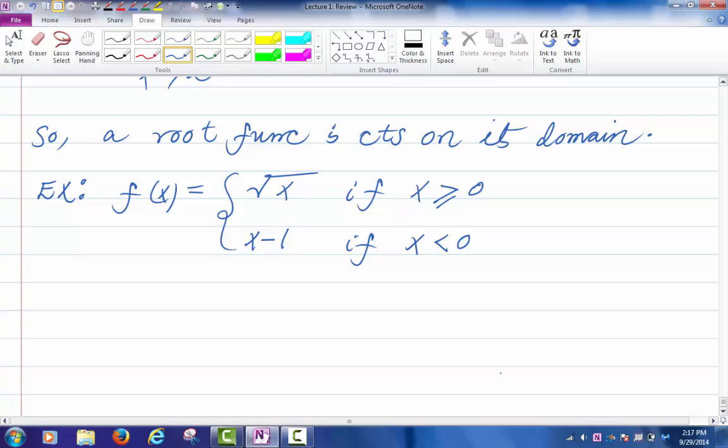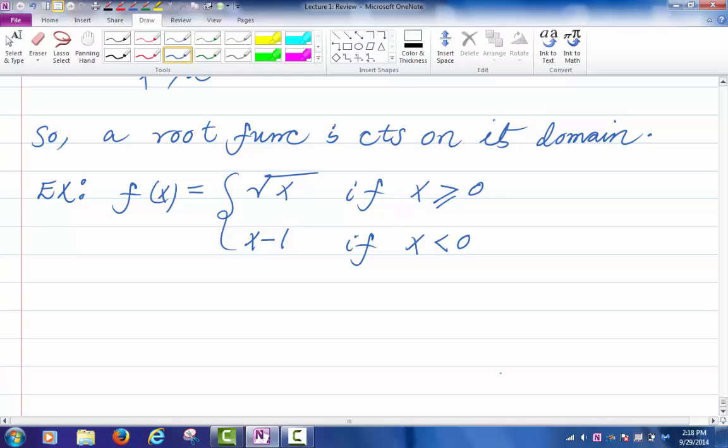So when x is strictly negative, the function is continuous as well. However, when x is exactly 0, in this case, this guy is not continuous. So you have to check what's happening at the breaking point. So you're breaking the definition of f at 0, right?